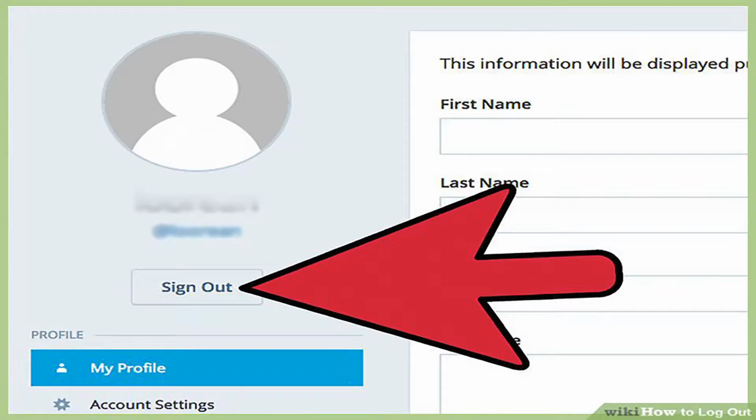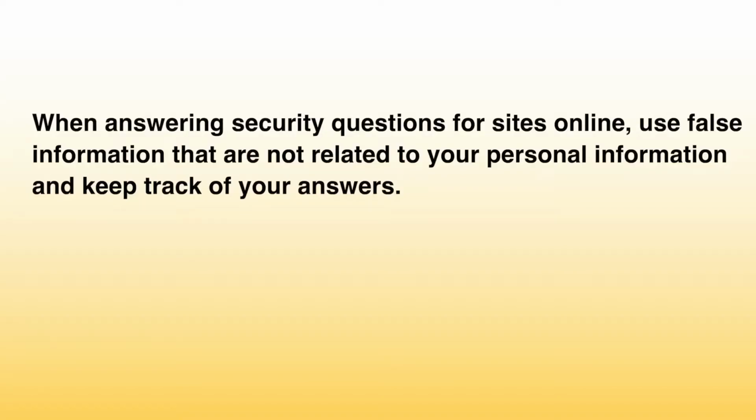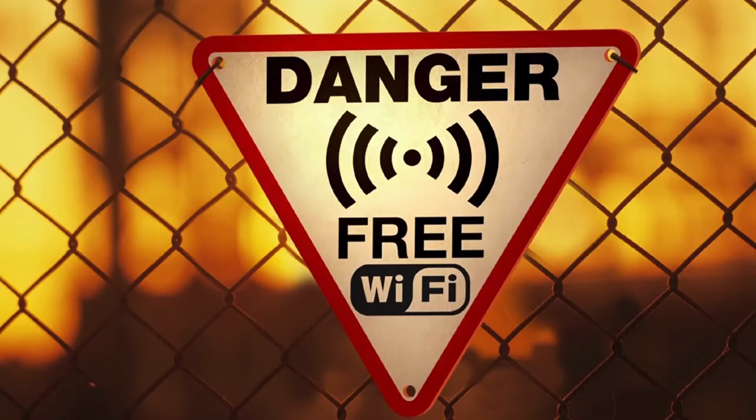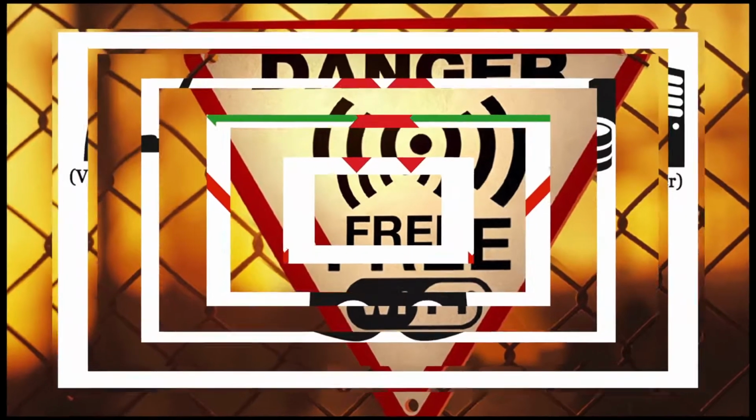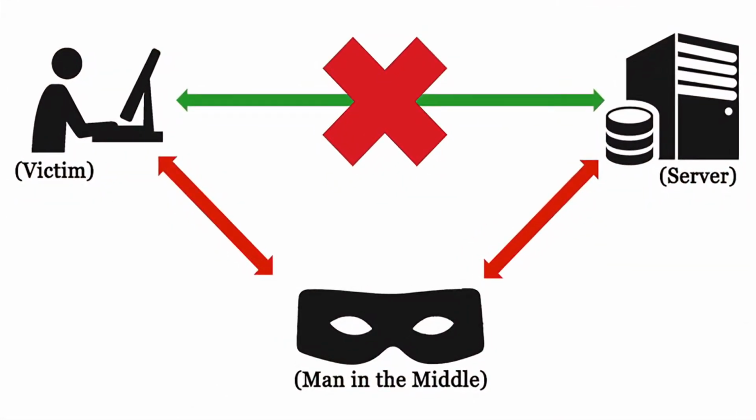Don't allow your computer or your smartphone to remember passwords for merchants or banking websites. When answering security questions for sites online, use false information that is not related to your personal information, and keep track of your answers. Then avoid public Wi-Fi. Don't use public Wi-Fi to do online shopping, pay bills, or access bank or credit card accounts. Shop from home and only over a secured internet connection.